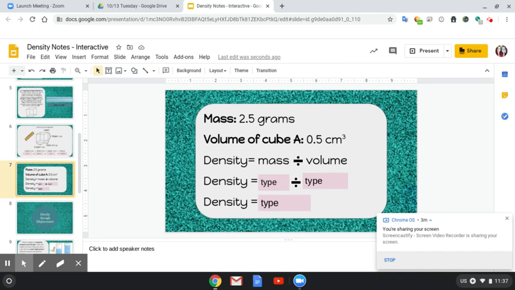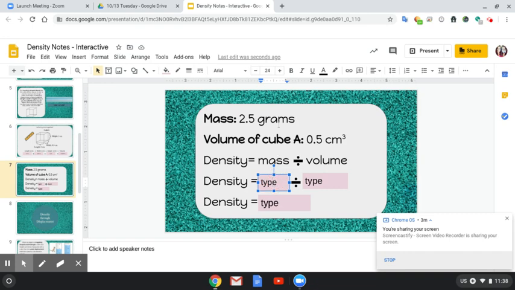Now remember, we said the mass was 2.5 grams, and our volume of a cube was 0.5 centimeters cubed. So density is equal to mass divided by volume. So all you have to do is put those numbers into the correct place. 2.5 divided by our volume, which is 0.5 centimeters cubed. And then you're just going to plug that into your calculator and you're going to get your answer. So 2.5 divided by 0.5 gets you 5.